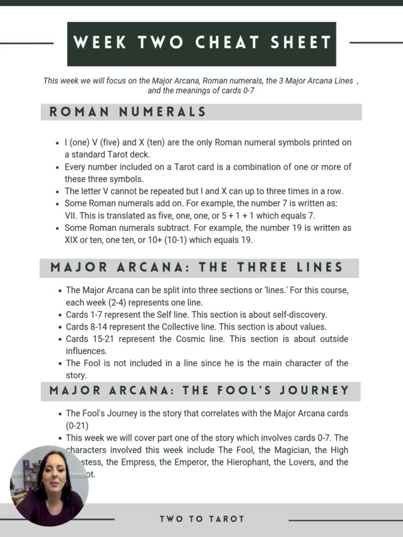So when we talk about the Major Arcana, it is his journey. I created a story that correlates with the Major Arcana cards, and this week we're going to cover just one part of the story, which involves the cards 0 through 7. I've included some characters with this as well. For me, stories help me to remember. So learning about the Magician, the High Priestess, the Empress, the Emperor, the Hierophant, the Lovers, and the Chariot, which are cards 0 through 7 in story form, is helpful for me.